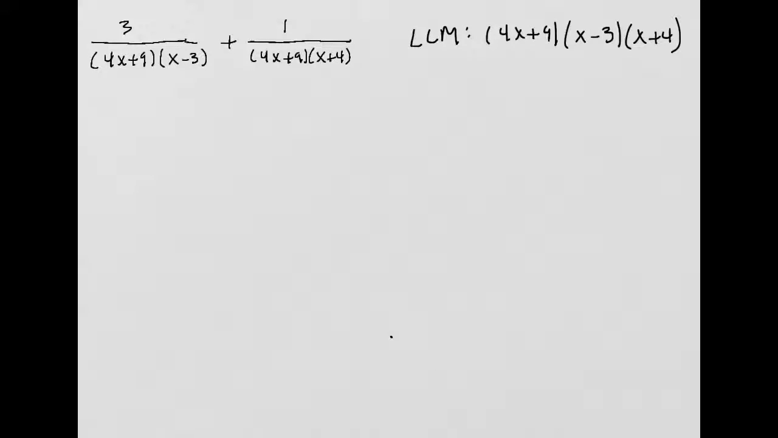Once we know what the least common denominator is going to be, our next step is going to be to get that common denominator for each fraction. So if we look at the first fraction, you'll notice that in the denominator we've already got the 4x plus 9 and the x minus 3 factor. But if we look at the least common denominator, we also have to have an x plus 4 factor. So I'm going to multiply top and bottom of that original fraction by x plus 4.